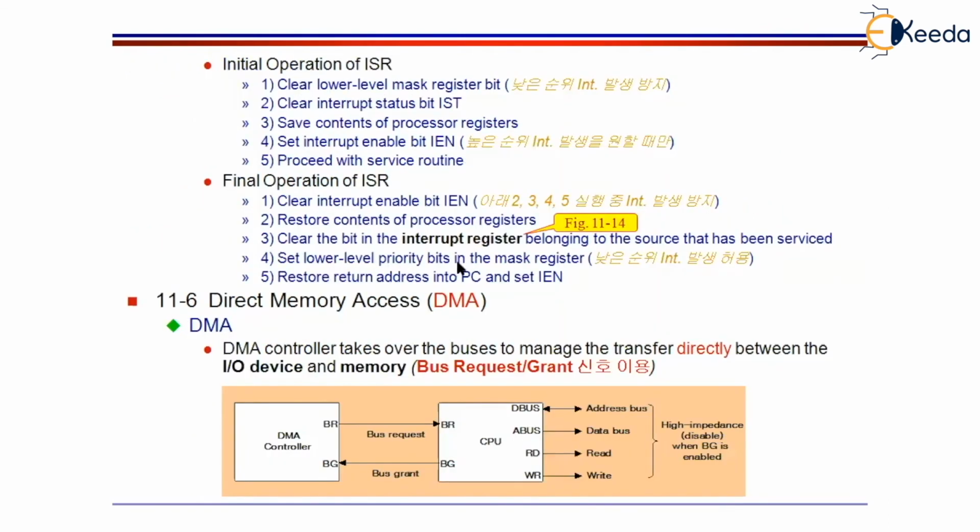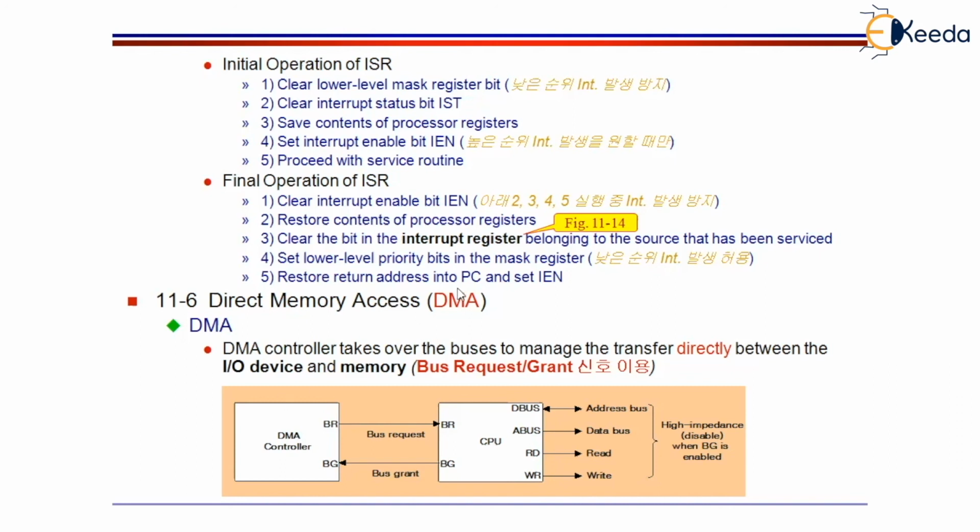Set lower level priority bits in the mask register. Initially, we cleared the lowest priority bits because as long as the highest prioritized device is being serviced, the least prioritized device should not interrupt the CPU. So we reverse this operation right after we finish the ISR, that is, set the lower level priority bits in the mask register to allow the least prioritized devices to interrupt the CPU again.